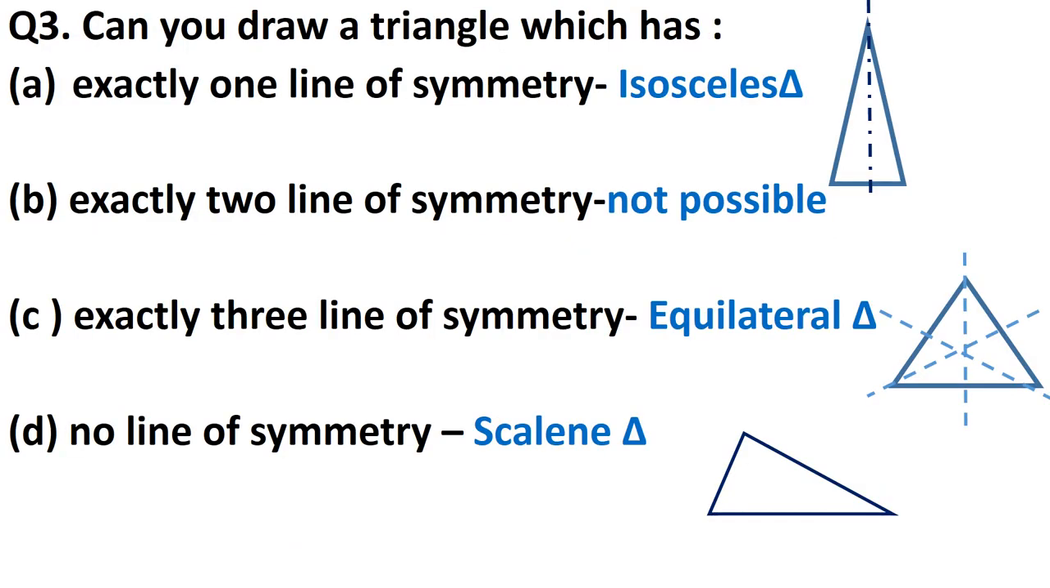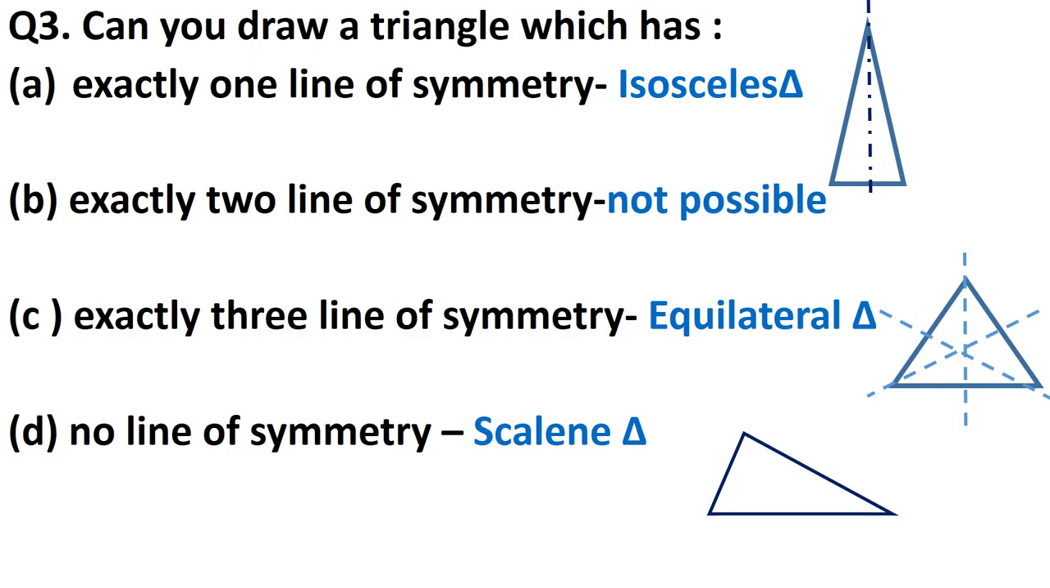Third question was, can you draw a triangle which has exactly one line of symmetry? Yes, we can draw. An isosceles triangle has one line of symmetry. The dotted line is the symmetrical line, and it is drawn from the common vertex of the equal sides to the midpoint of the opposite side. So an isosceles triangle has one line of symmetry.